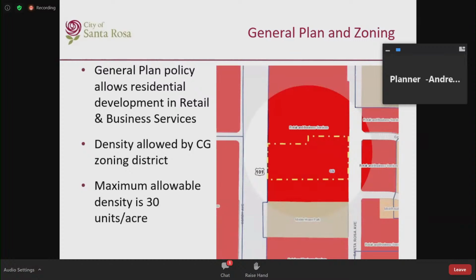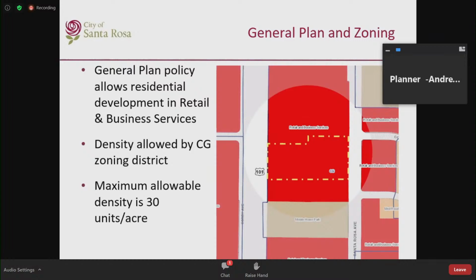So the general plan land use and livability policy E-6 does allow residential development in retail and business services. And the residential development allowed is at the density allowed by the implementing zoning district. The implementing zoning district is the general commercial zoning district, and it does allow residential density at a maximum density of 30 units per acre.